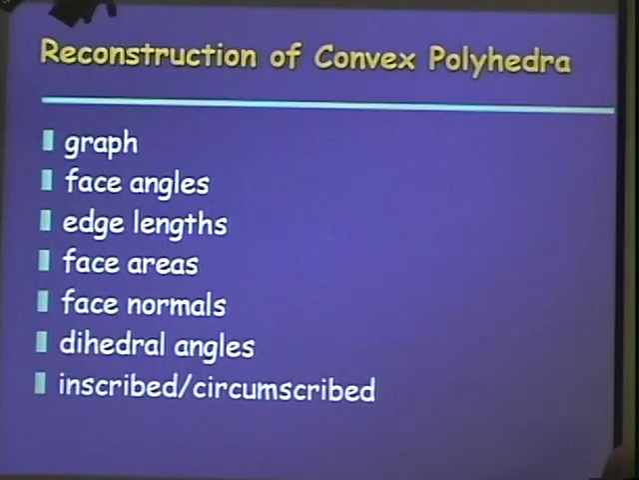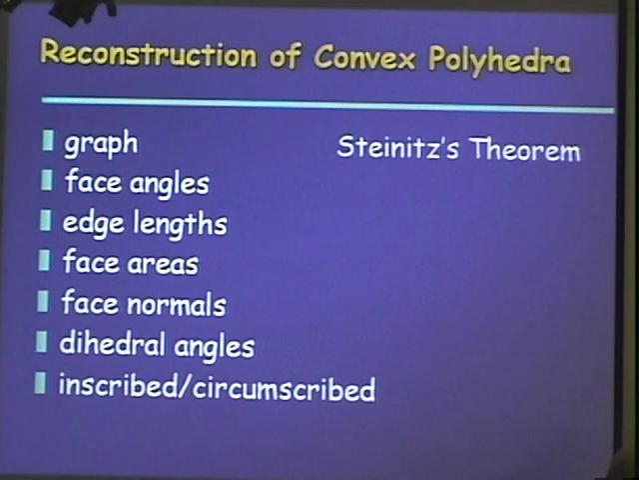I want to view this as taking some information about a polyhedron and finding those convex polyhedra which satisfy it. For example, the face angles, the edge lengths, the face areas, the face normals, dihedral angles, whether it's inscribed or circumscribed around a sphere. And there are a number of theorems that mix this information and somehow give you a convex polyhedron.